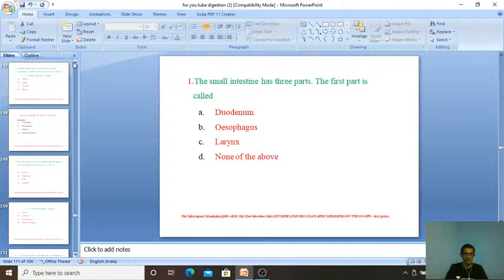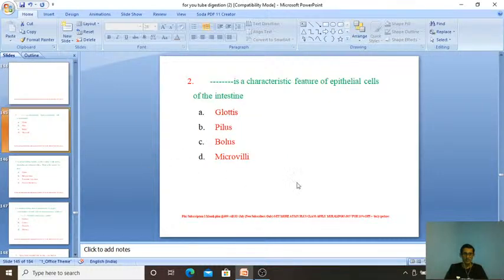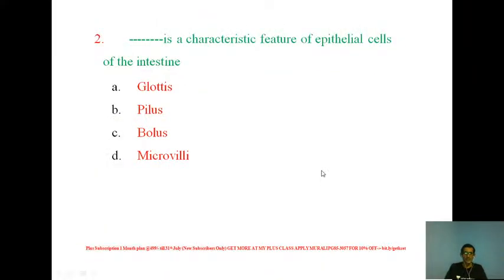Yes, we'll go here. Second slide: dash is a characteristic feature of epithelial cells of the intestine. The intestine is one of the important regions of the total digestive system. It is the longest portion of the digestive system, and it has the small intestine and large intestine. Out of this, for the epithelial cells of the small intestine, the options are glottis, hilus, bolus and microvilli.